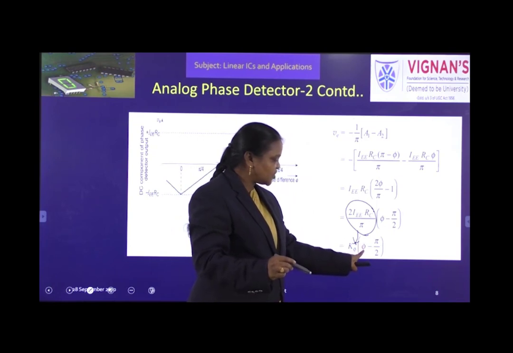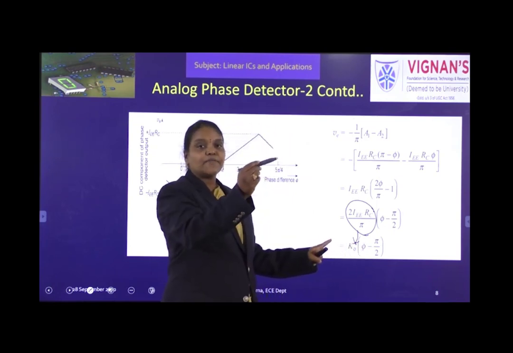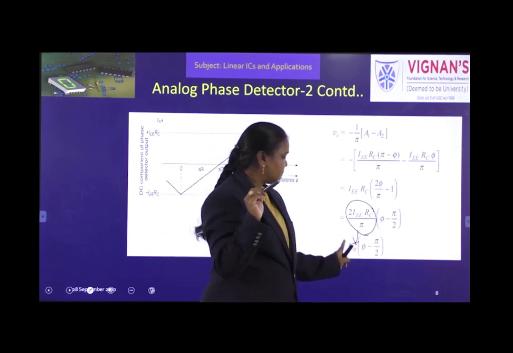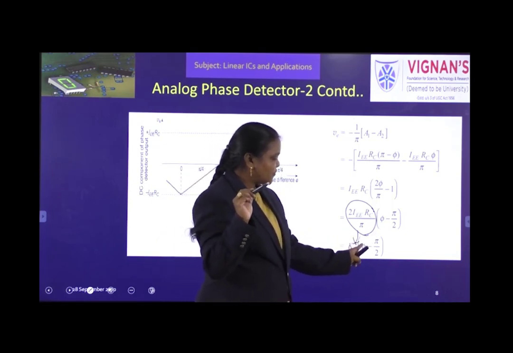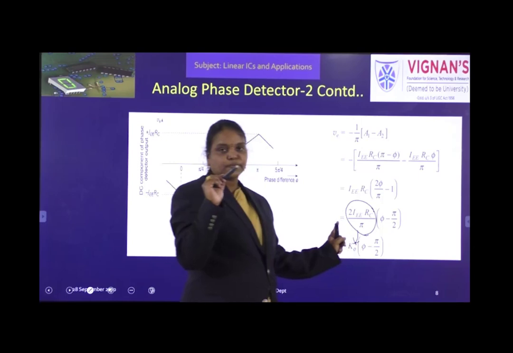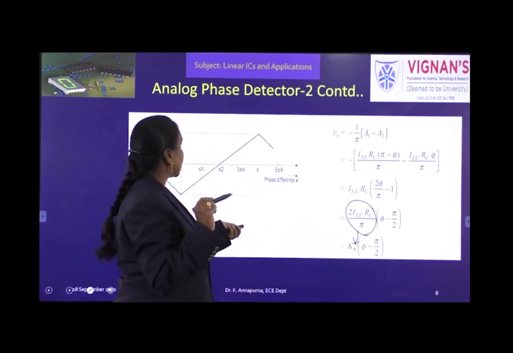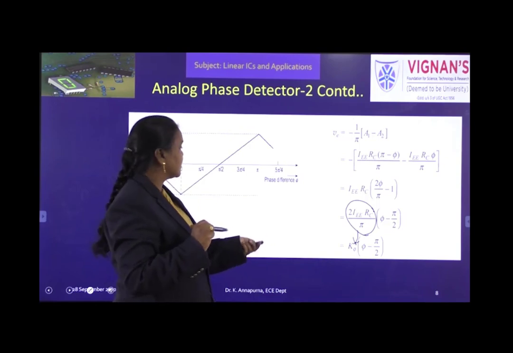Phi is the phase shift between input signal frequency and VCO signal frequency. Okay. So K phi into phi minus pi by 2. Right? This is the second analog detector.